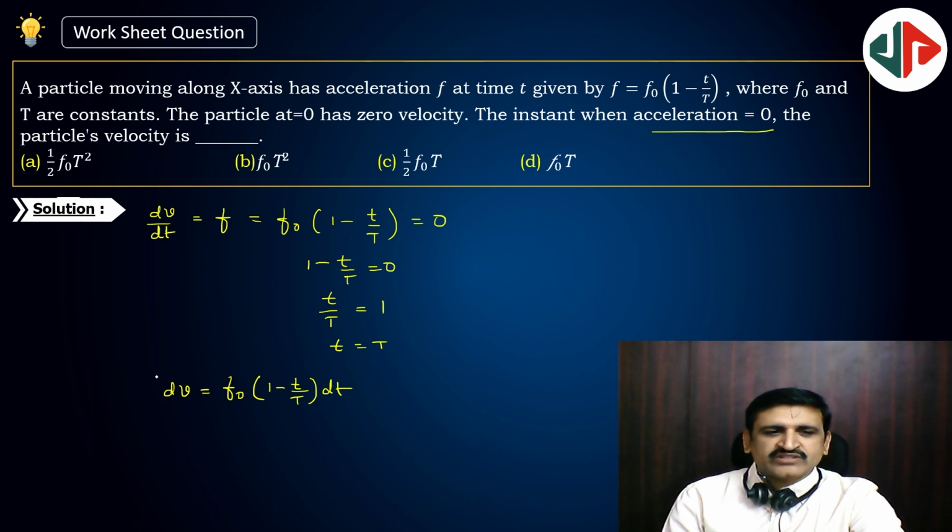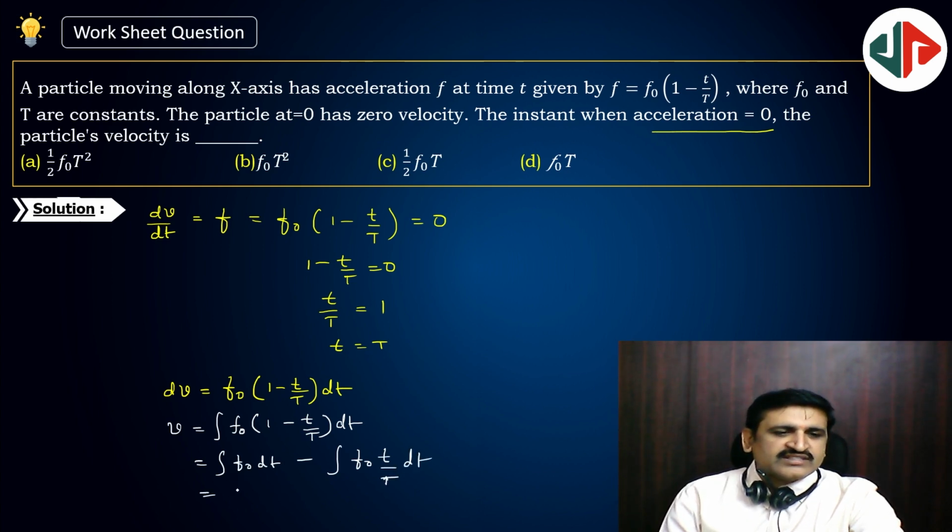This is a procedure. This procedure you need to understand. Integration will give you v is equal to integral of f naught of (1 minus t by T) into dt. So dt can be taken inside like this. Integral of f naught dt minus integral of f naught t by T into dt. Right? So this is just f naught t only, minus this will be f naught by T into t square by 2. Okay. Now we need to substitute capital T.